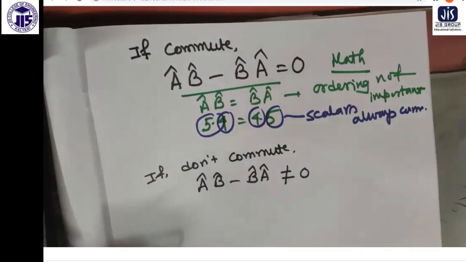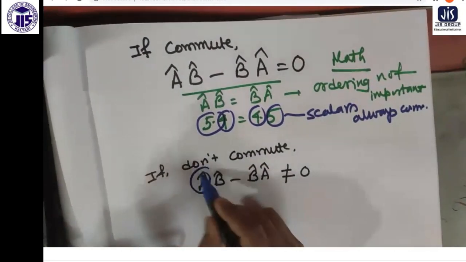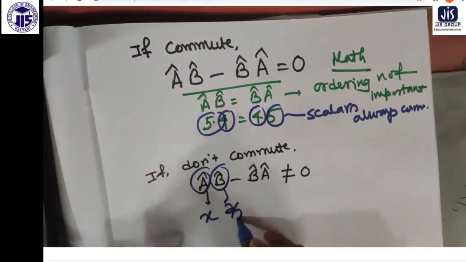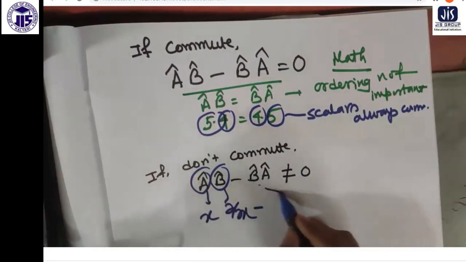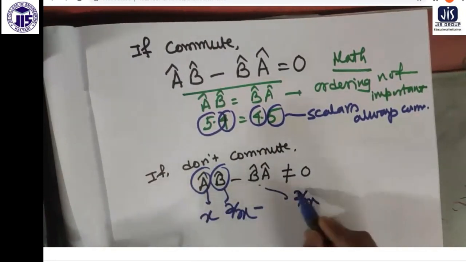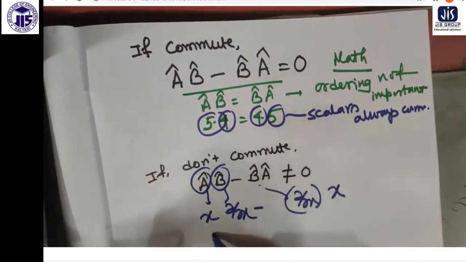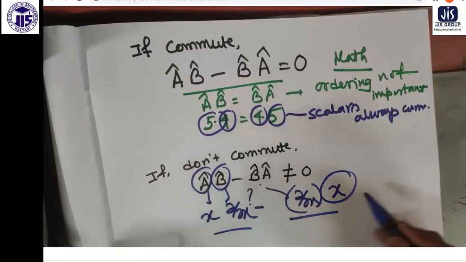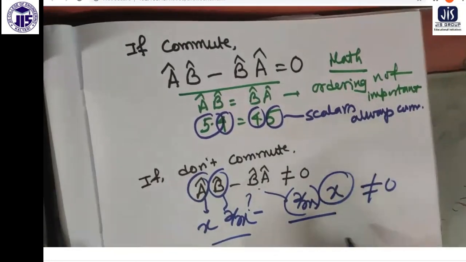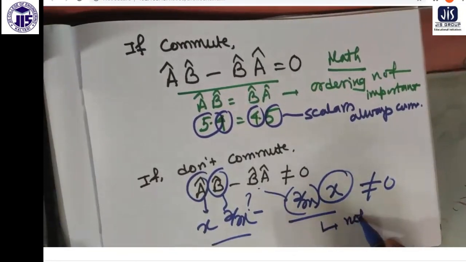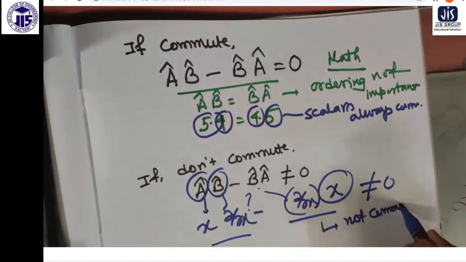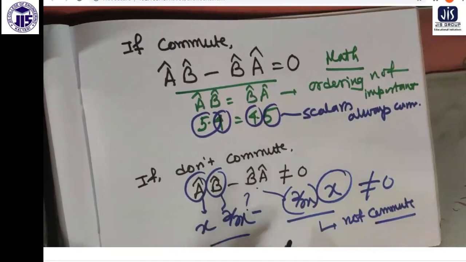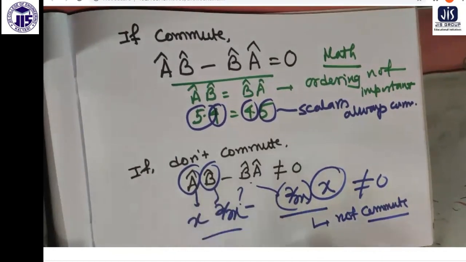Scalars will always commute, but in quantum mechanics, I do not talk about scalars. Suppose A is x, B is del by del x. You can realize with your common sense that x del by del x and del by del x x are not the same. Here, the derivative can differentiate x, and there it has got nothing to differentiate, so these are not equal. So obviously they are not commuting. In quantum mechanics, I am using operators as mathematical functions, so they may commute or may not commute.